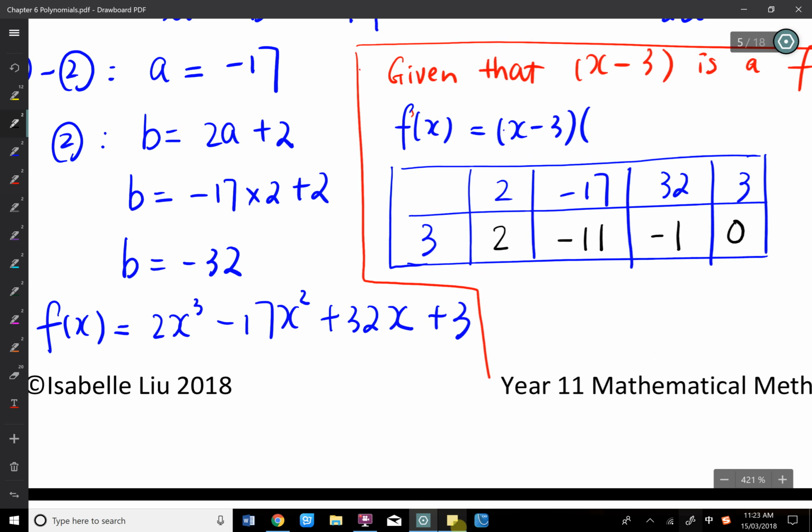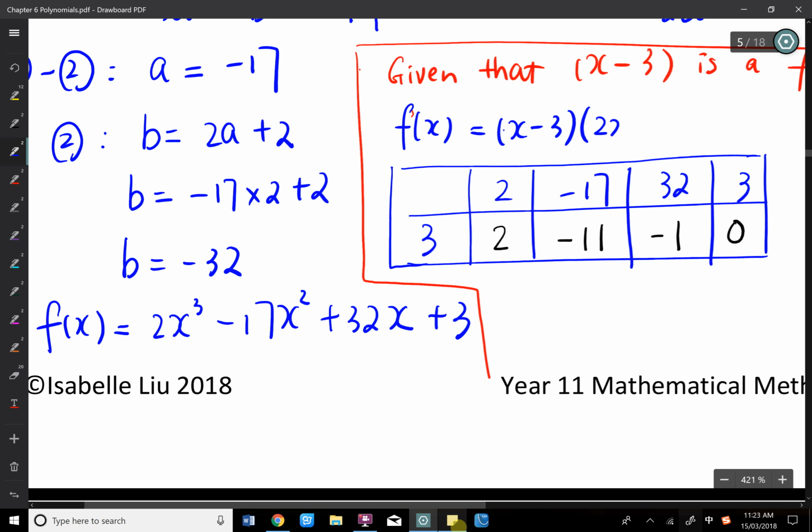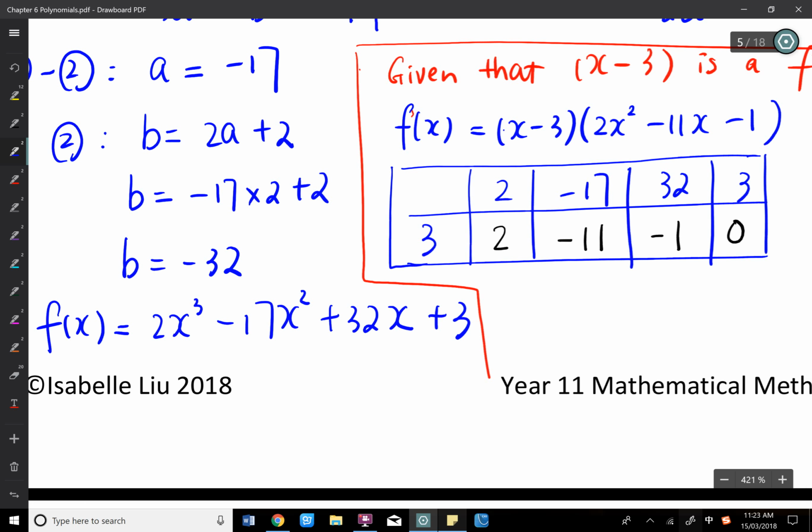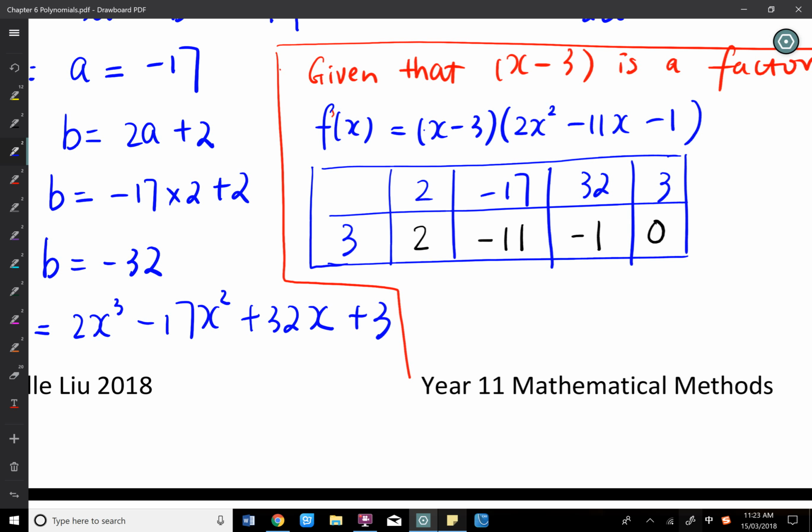And now what we have inside is 2x squared minus 11x minus 1. We don't really need to do long division. You can do long division, f(x) divided by x minus 3, but it's pretty slow. So now we have 2x squared minus 11x minus 1.